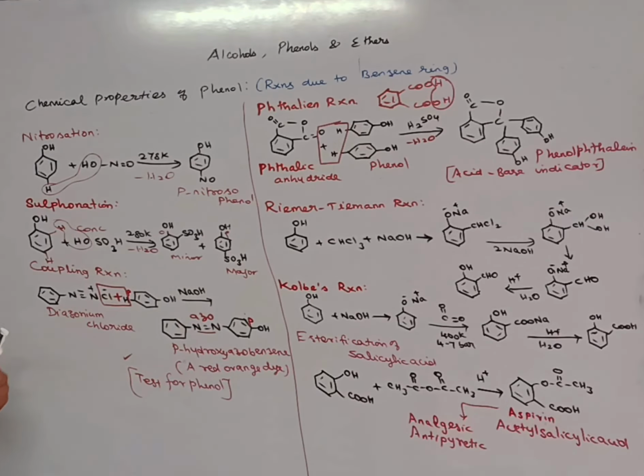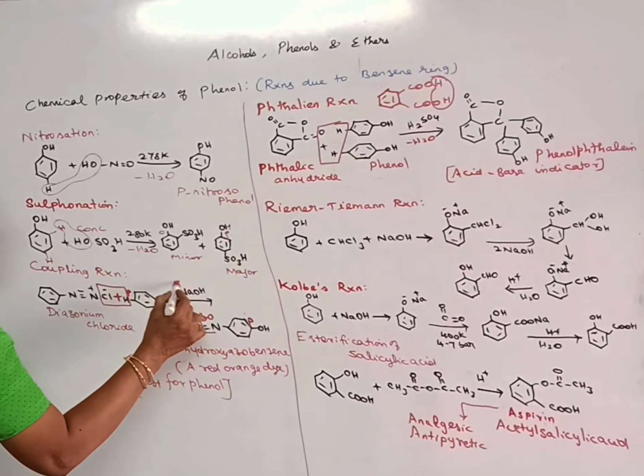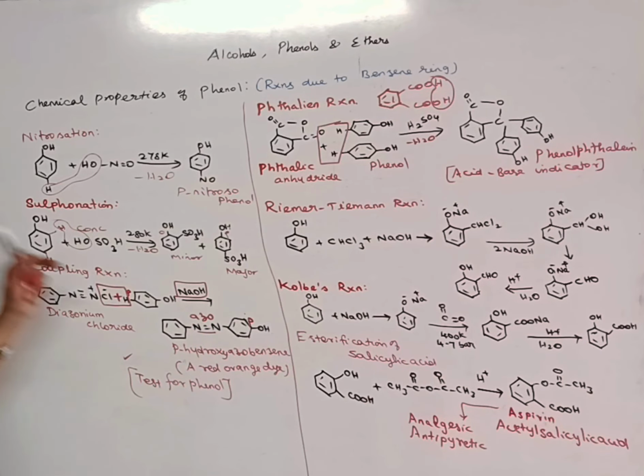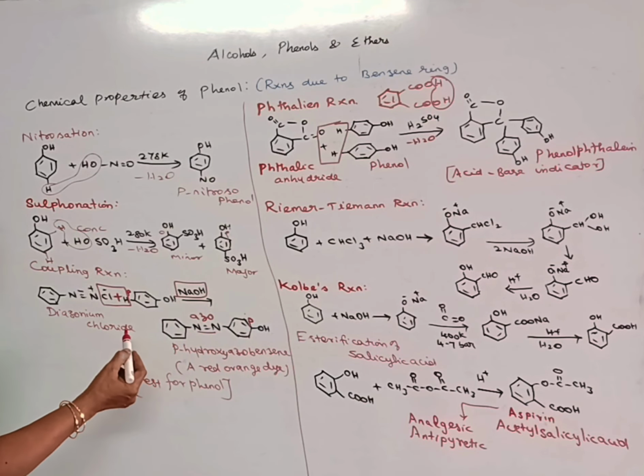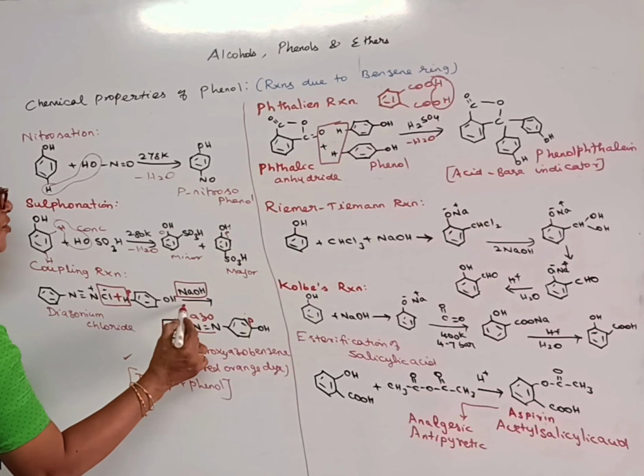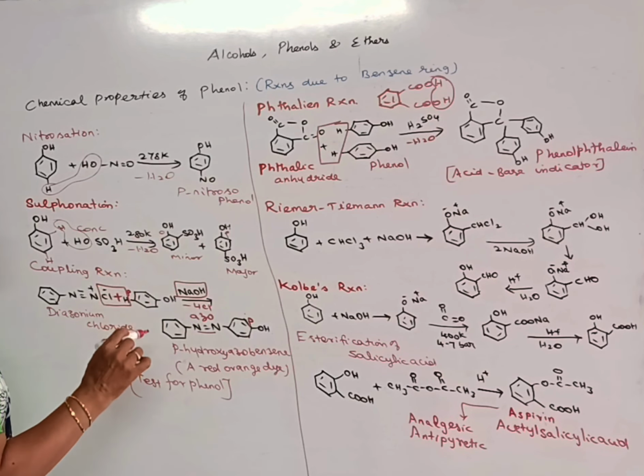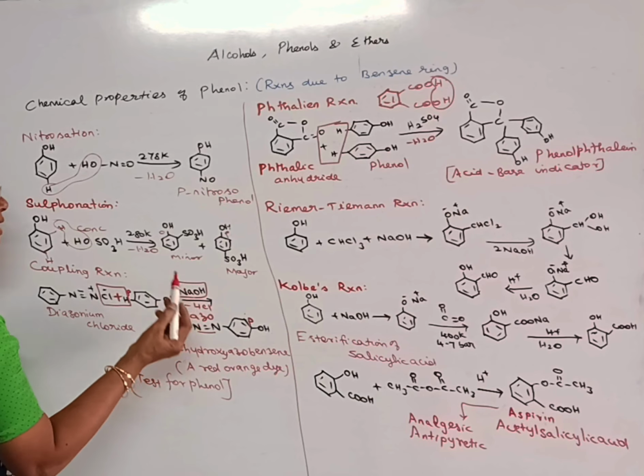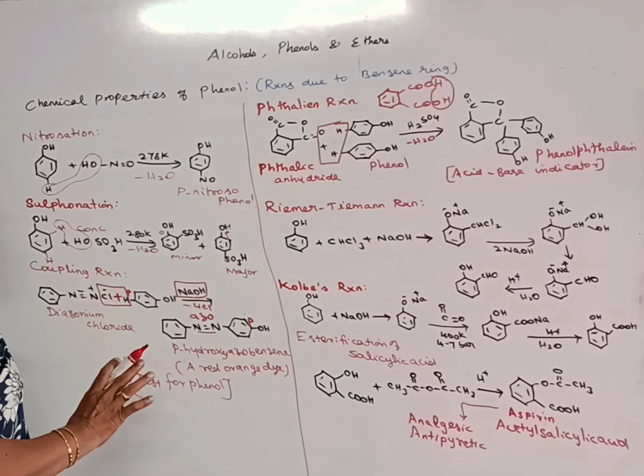And one more piece of information: in the coupling reaction we had taken sodium hydroxide, a base. Why is the base used? Because the formation of HCl has to be neutralized, that's why we are taking a base for the coupling reaction.